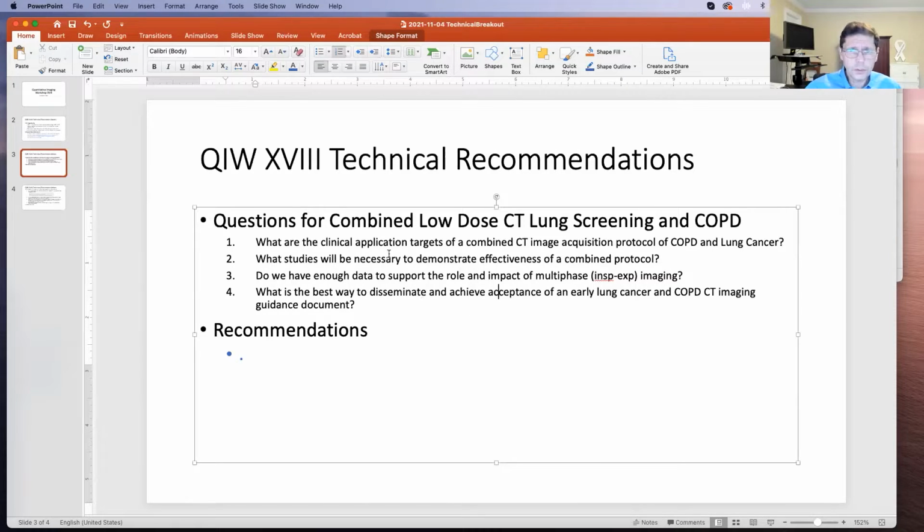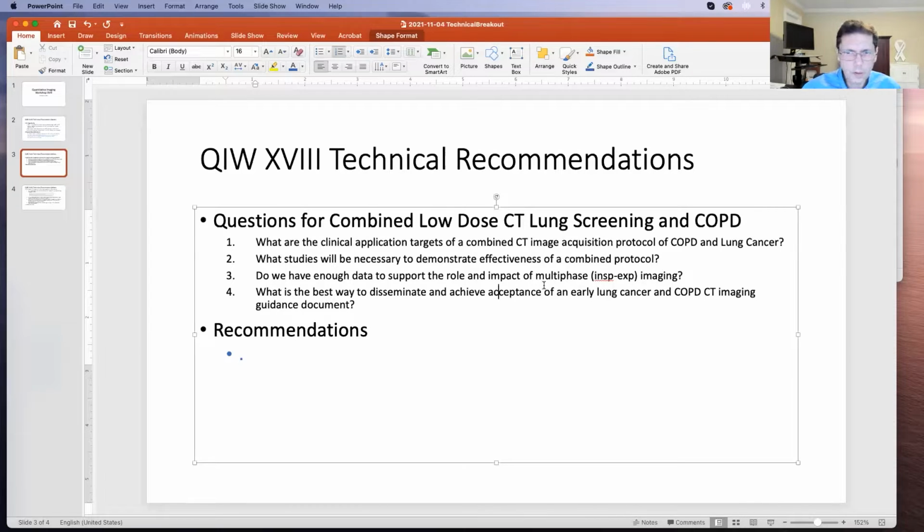The first question on this topic is, what are the clinical application targets of a combined CT image acquisition protocol for both lung cancer and COPD? So for example, we're going to do early detection of lung cancer. We're going to need to measure the nodule size over time. So that's going to bound our requirements. And then on the COPD side, are we just talking about being able to measure emphysema?